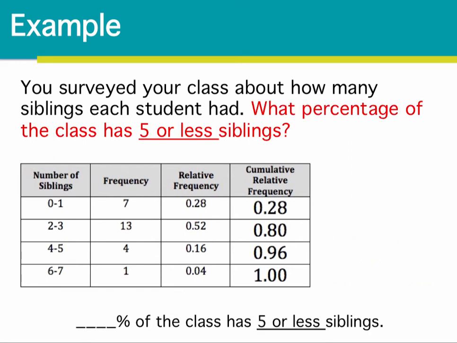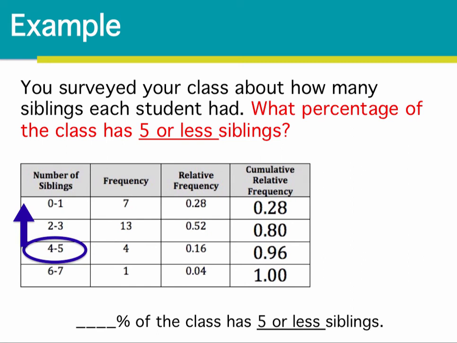But now we need to ask ourselves, have we answered the question? Well, we haven't yet, because the question asked what percentage of the class has 5 or less siblings. So if you look in the left-hand column on the number of siblings, you will see that the 4 to 5 range is the third row. So what we need is all of the relative frequencies of all of the data sets 5 or below.